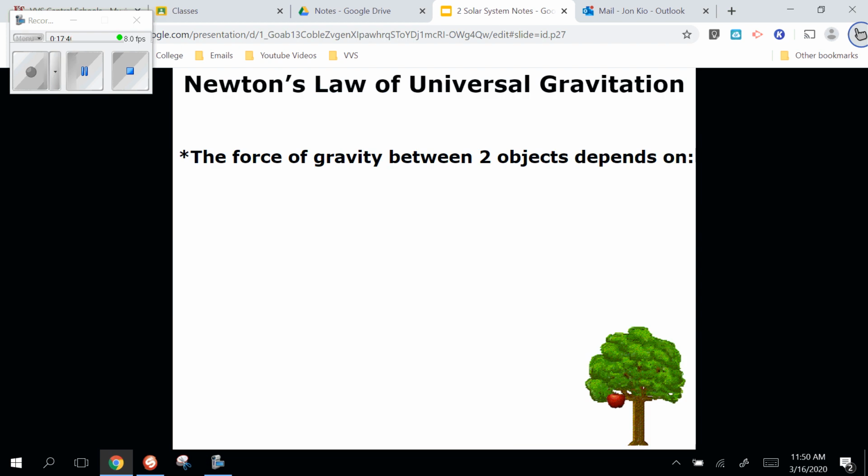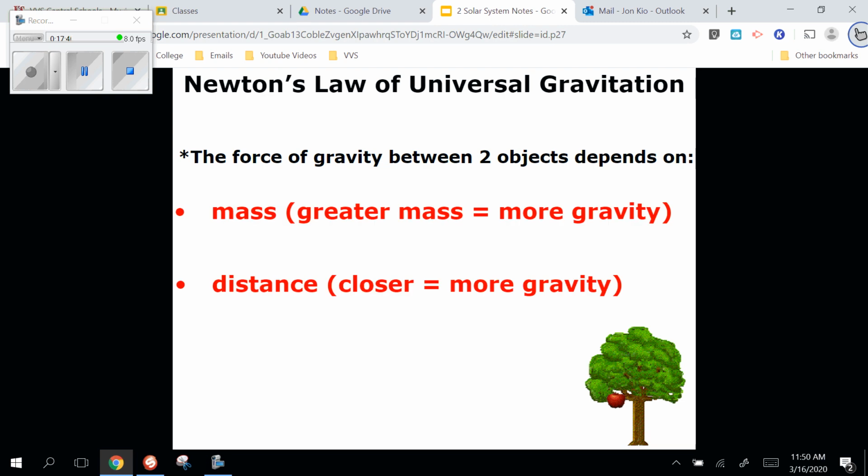Last but not least, Newton's law of universal gravitation. The force of gravity between two objects depends on their mass and their distance. We talked about this. Things that are bigger are going to have more gravity and pull on each other better. If they're closer, they're going to pull on each other more. So things that are bigger and closer are going to pull on each other more than things that are smaller and further away. You don't need to worry about that formula.